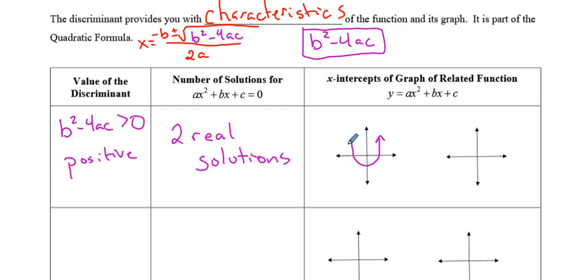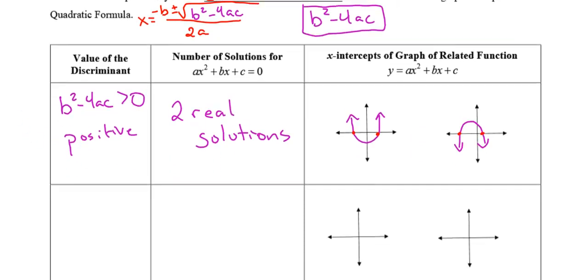Now, the discriminant being positive does not mean that the function opens up. It could open down. It doesn't mean that my zeros are negative or positive, or that they're one or the other or both. What it means is just that it will have two x-intercepts. It will cross in two places. These are my two real solutions. Where it crosses could be anywhere. They could both be negative. They could both be positive. One could be negative. One could be positive. It could open up. It could open down. All the discriminant tells me when it's greater than 0 is that there are two real solutions.